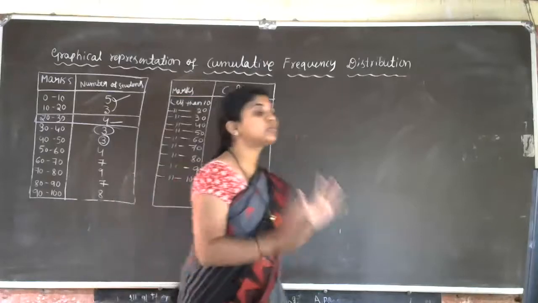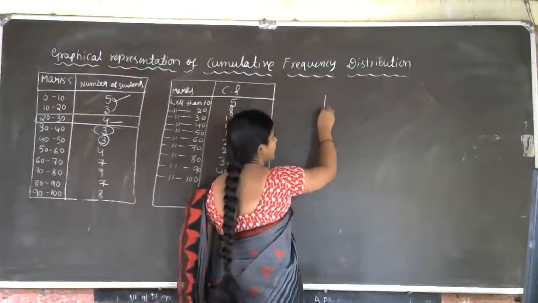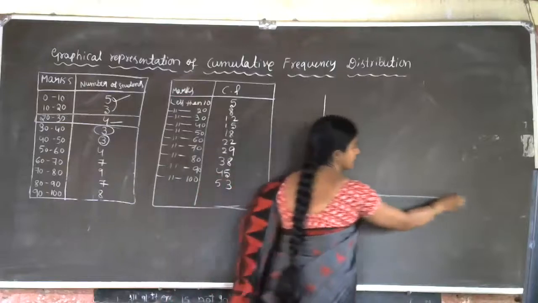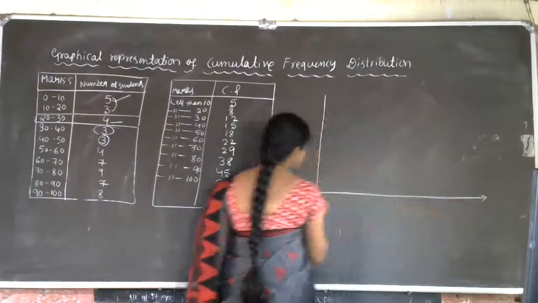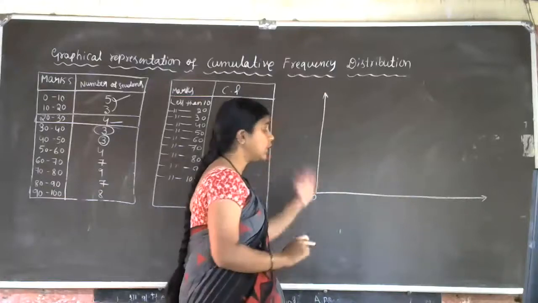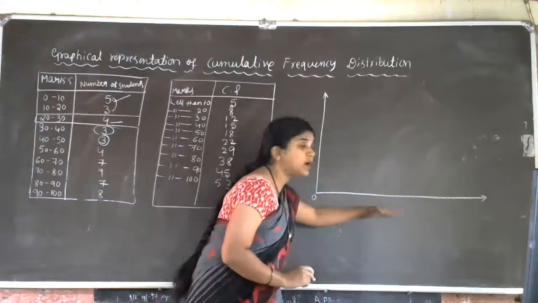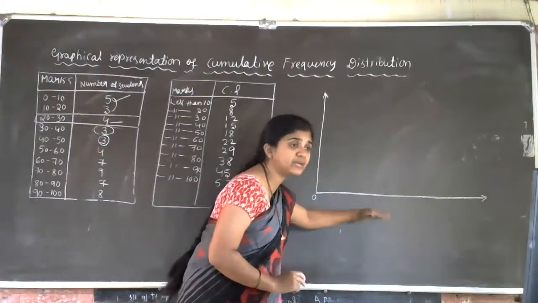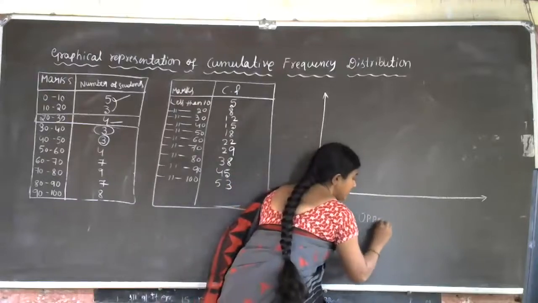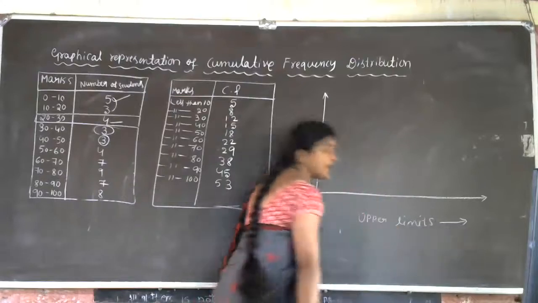Now we have to draw the graph of this one. How to take the graph for this one? Okay, so we have to take one vertical line and one horizontal line like this. So we'll start with 0. Then what we have to take in the horizontal line and vertical line? Actually, in the horizontal line, we have to take the upper limits. Okay, in the horizontal line, we have to take the upper limits.